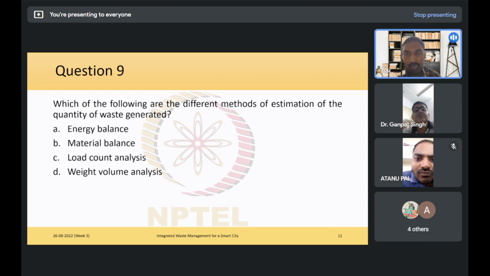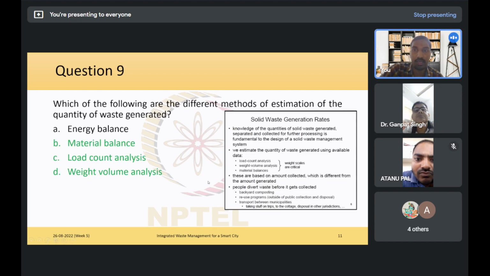All right, so the correct answer is actually BCD. So that is correct. Material balance, load count analysis, weight volume analysis. All these three methods can be employed to quantify waste generated. In the previous week, we did an exercise on load count analysis, right? And this week we saw material balance, and we also did some exercises related to it.